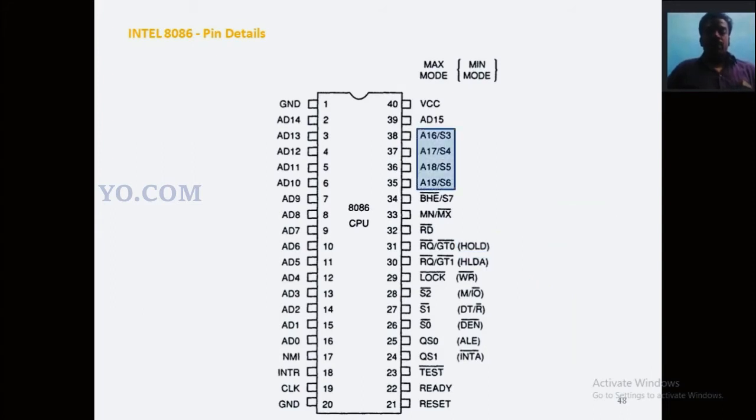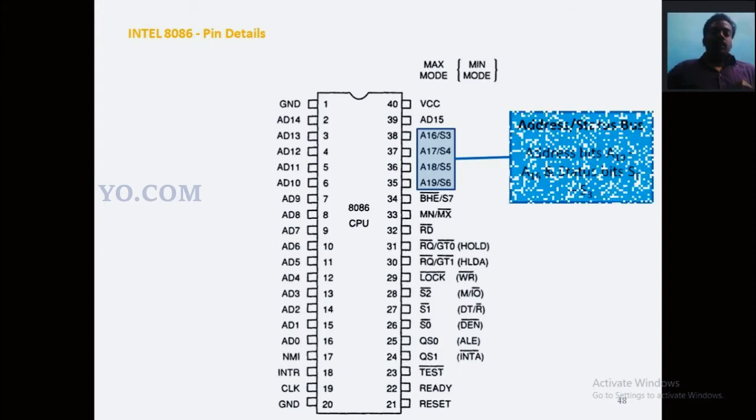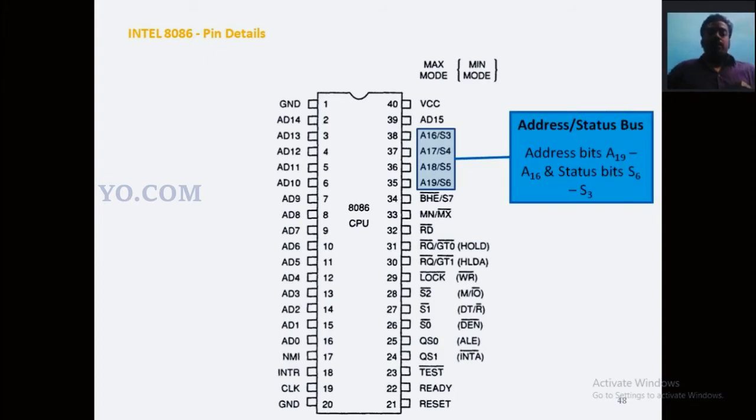Next one is the address or status bus. Previously we studied the address or data bus; here it is address or status. The 8086 microprocessor has a 20-bit address bus and a 16-bit data bus. We have already studied the 16-bit address bus, and the remaining 4 bits are here, from A16 to A19.